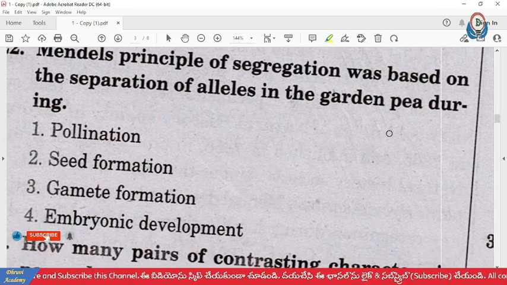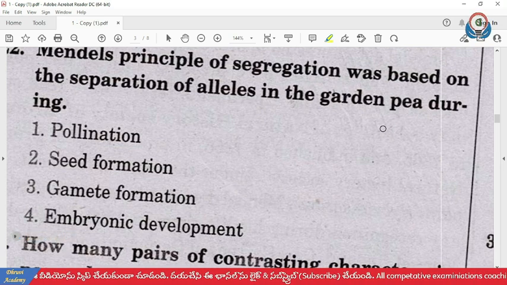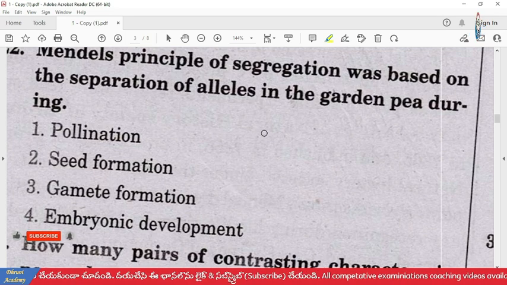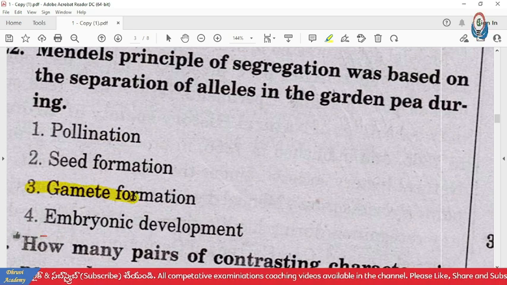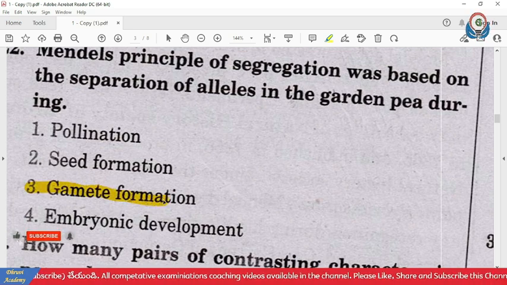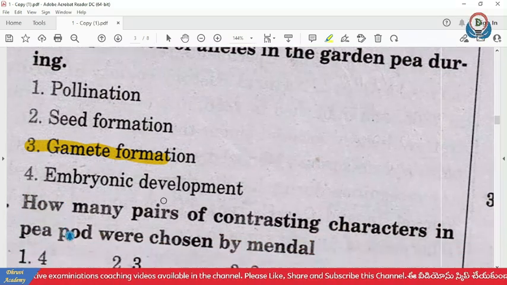They are saying the principle of segregation was based on the separation of alleles. Its answer is gamete formation. The segregation was based on the separation of alleles during gamete formation.